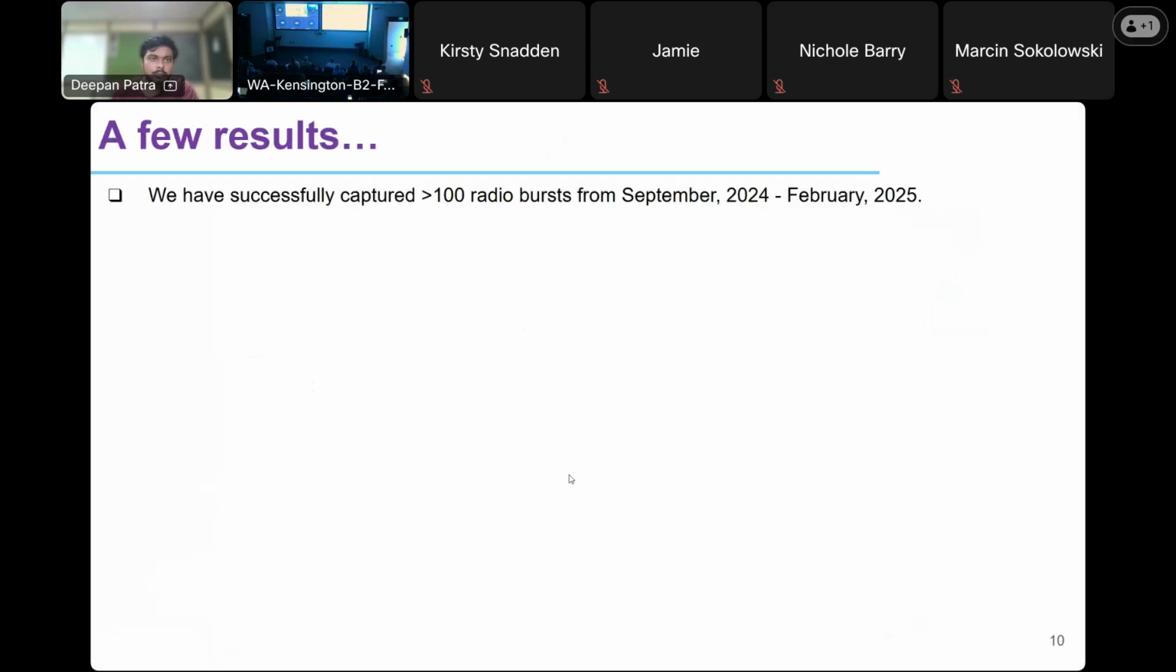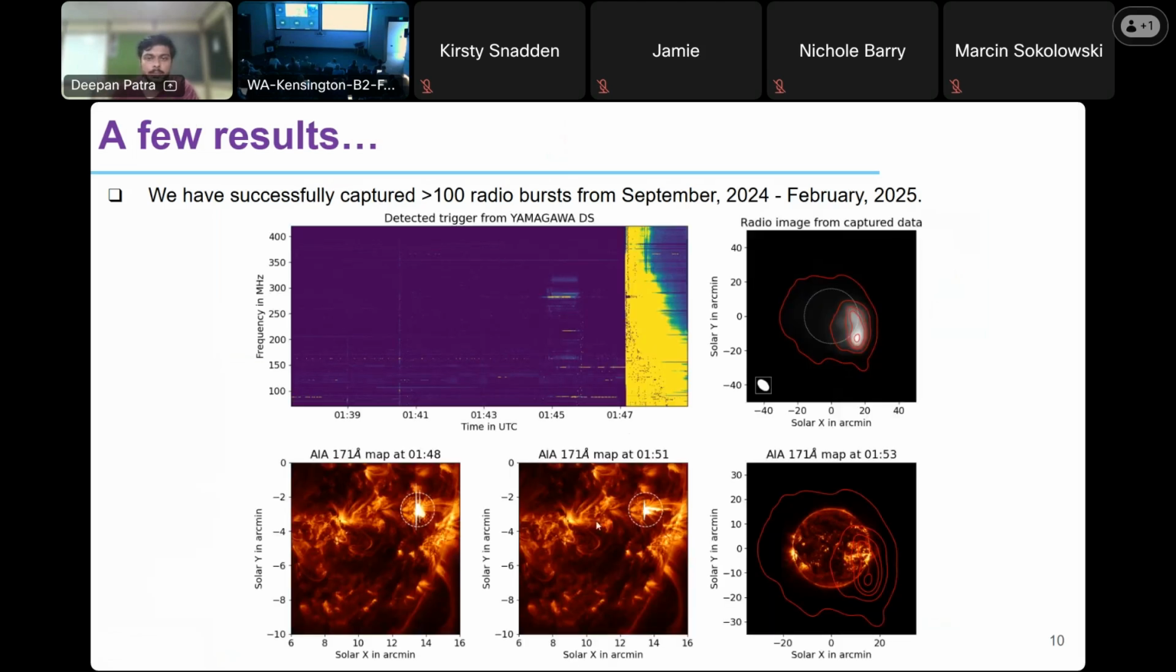And we have already successfully captured more than 100 radio bursts for this time range from September 2024 to February 2025. And we have also made some quick look images of some of the events that we have captured, and the rest we are still analyzing. For example, this is one of the events that we have captured.